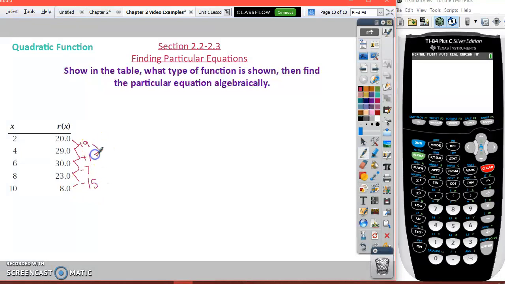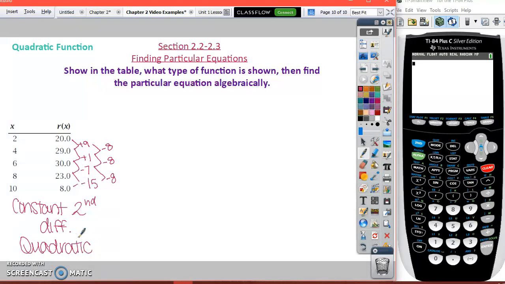From here, we're going to look at the second differences. To go from 9 to 1, we are subtracting 8. To go from 1 to negative 7, we're subtracting 8. And to go from negative 7 to negative 15, we're subtracting 8. So what we just proved is that we have constant second differences. And we know that functions that have constant second differences are quadratic functions.